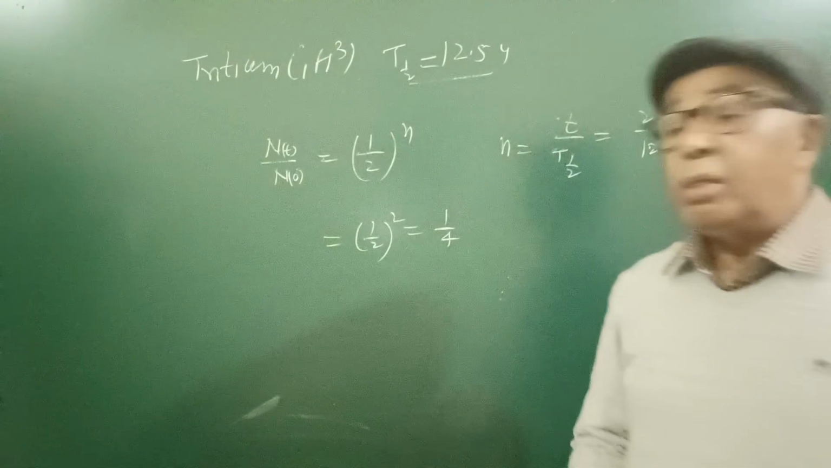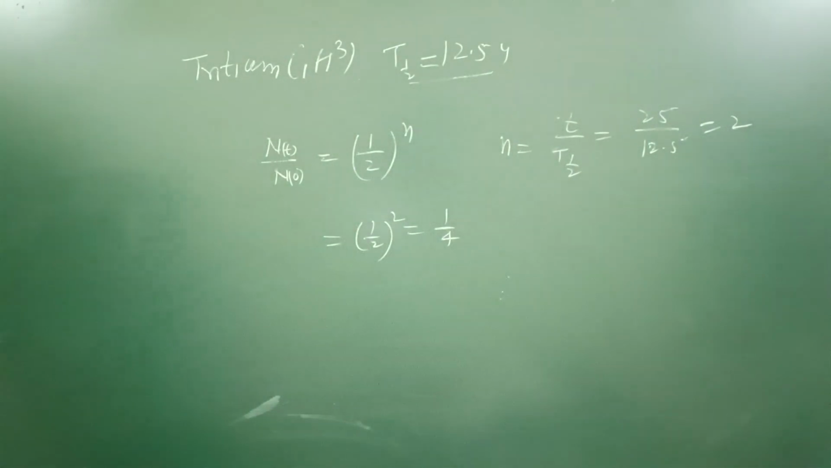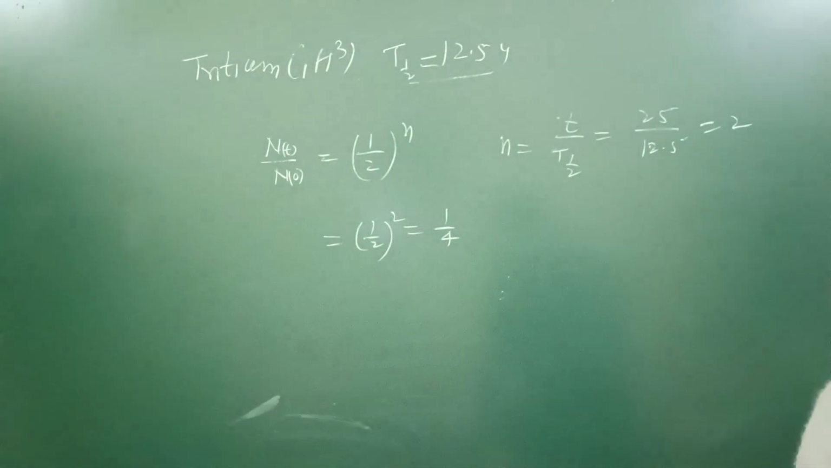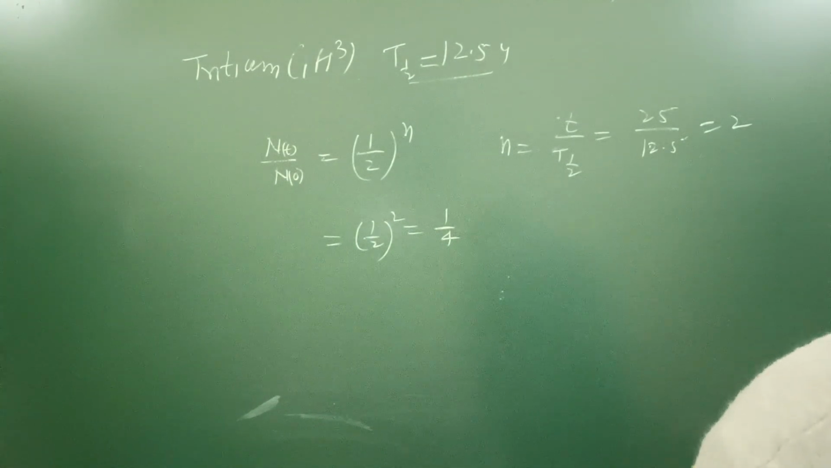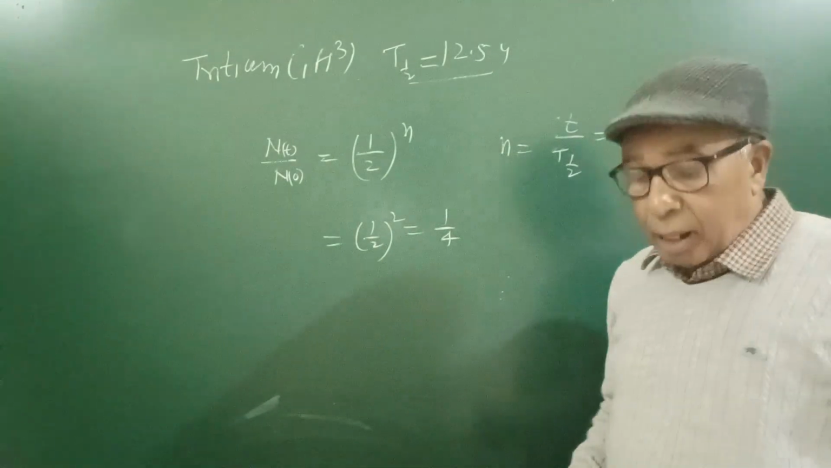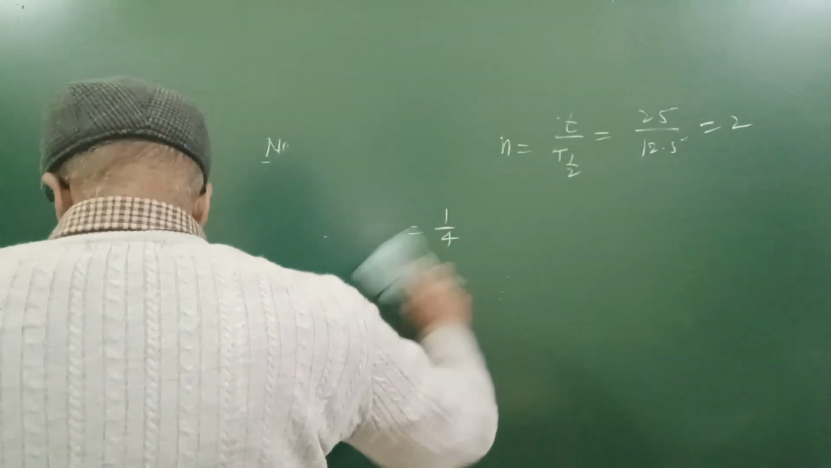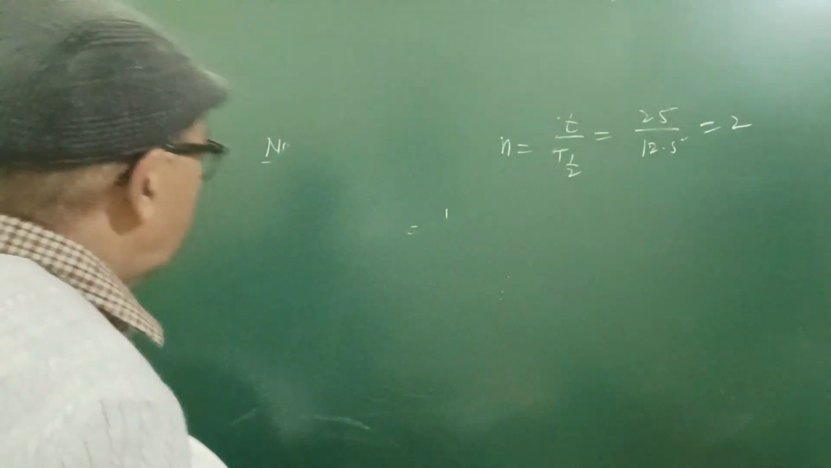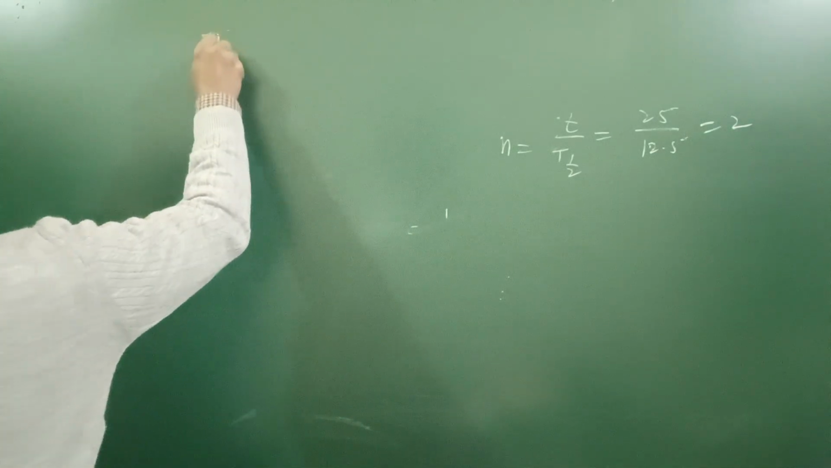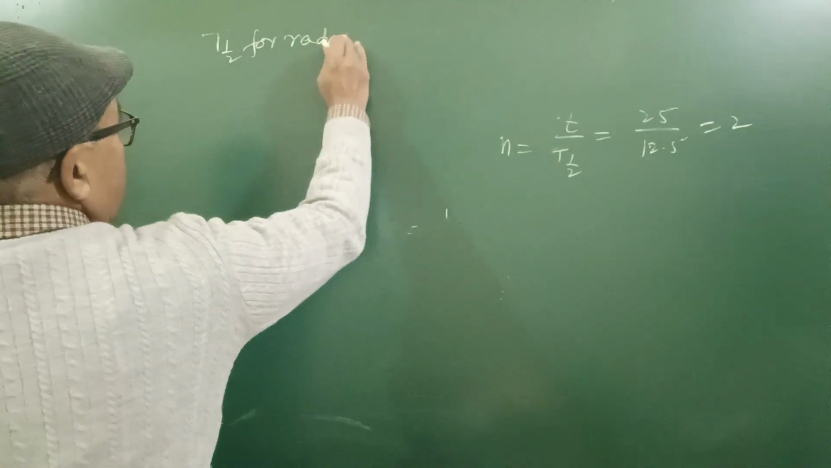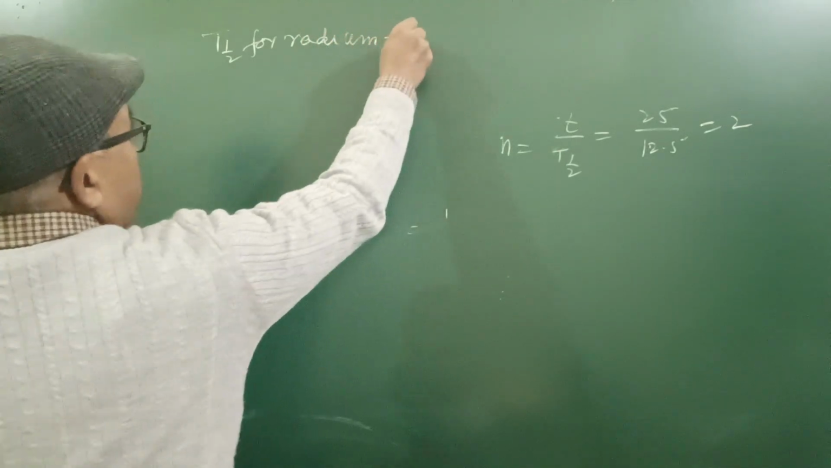Now I take a question from another book. Look, though I have a lot of problems in my brain, I want to tell you the standard questions which are asked in exams. Here is the question which always confuses the students. Half-life of radium, T half for radium, is 1600 years.